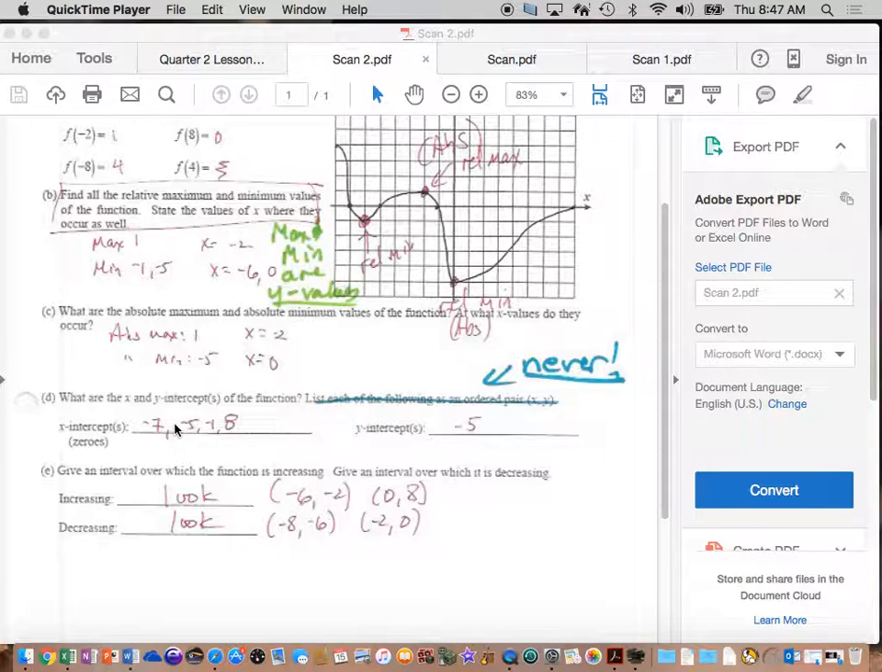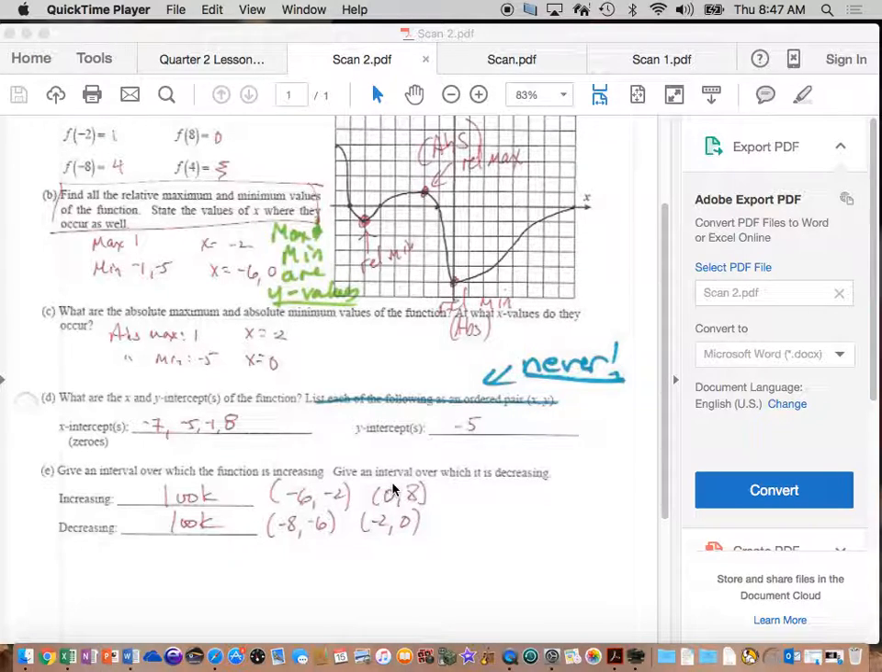As far as the x-intercepts go, some people forgot 8. 8 is important. It's also where it crosses the axis, or touches the axis. The y-intercept is -5 down there.